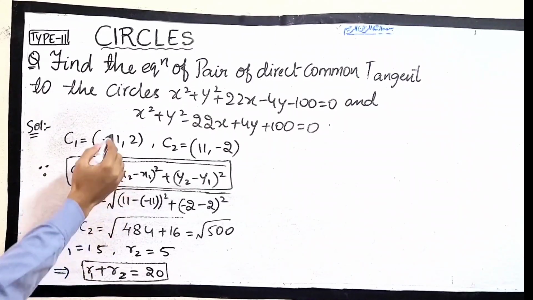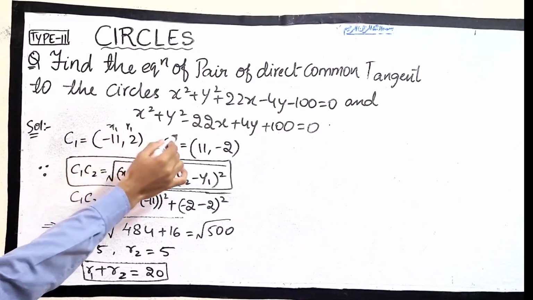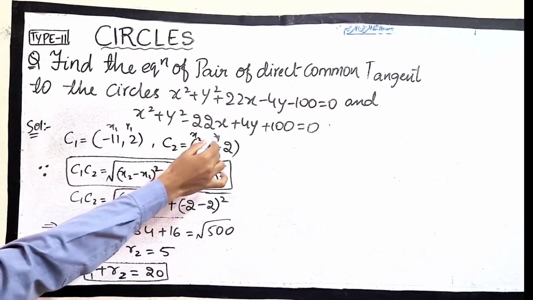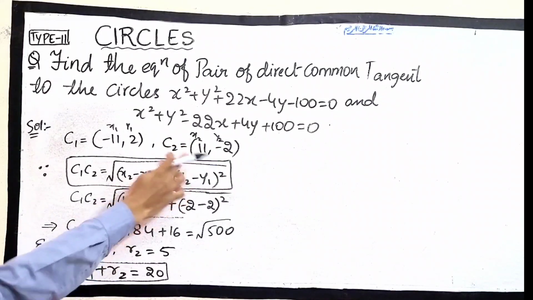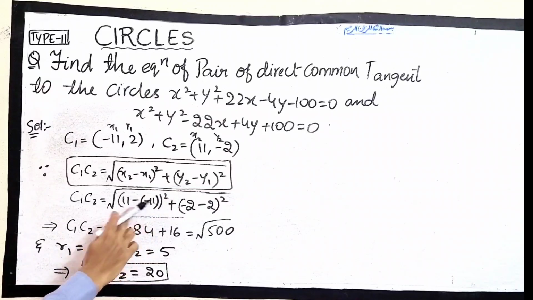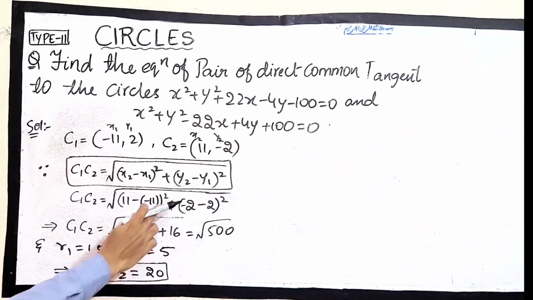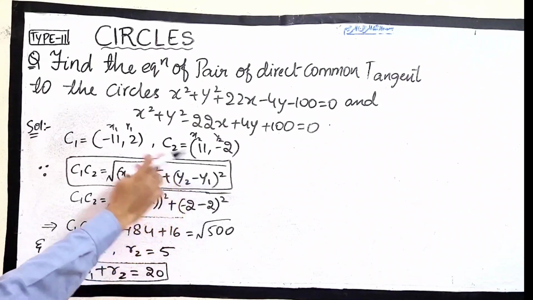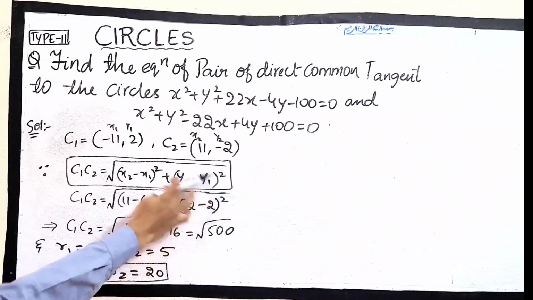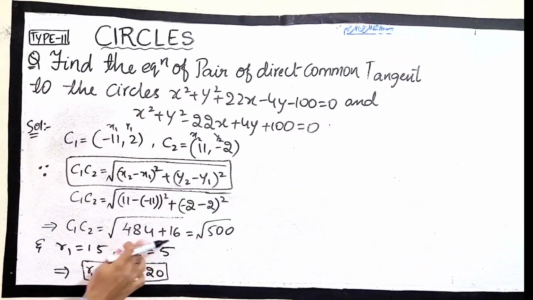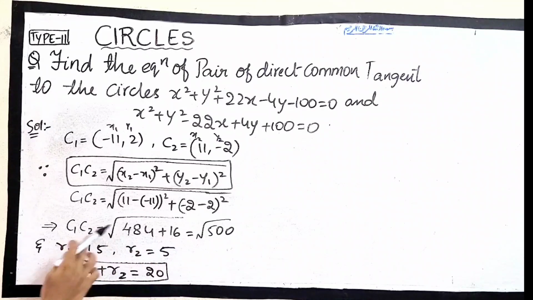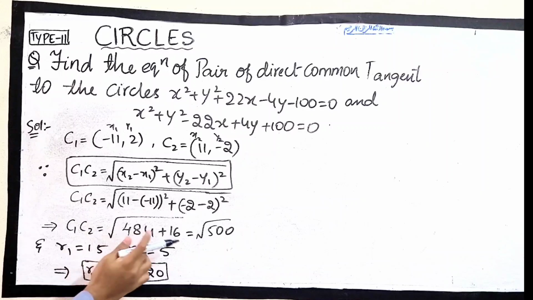Just assume that this is x1, this is y1, and this is x2, and this is y2. Just substitute in place of x2 minus x1, y2 minus y1. After substituting, 11 minus of minus will be plus 22, whole square, plus y2 minus y1. y2 is minus 2 and y1 is 2. Just substitute: minus 2 minus 2 is minus 4, and you will get the square of 22 is 484, plus 16. So the distance C1 C2, the distance between these 2 points, is root over 500.